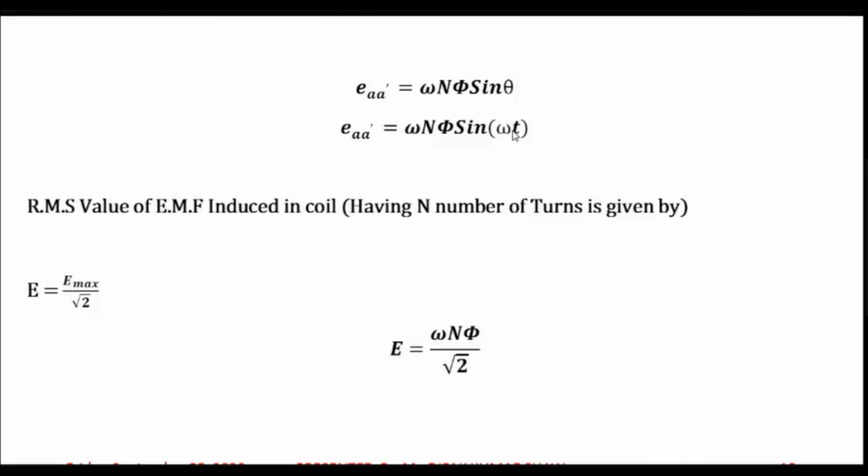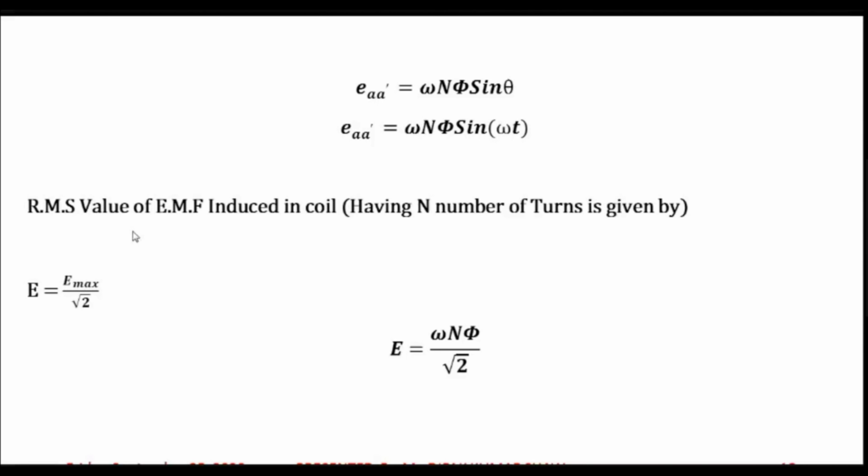You use the simple concept that distance traveled equals speed into time. So what is the angular speed in electrical radian per second? Angular speed in electrical radian per second is omega, and t is the time. So time into speed is what? Angular distance. So what is theta? Theta was the angular distance traversed in time t. So theta is replaced by omega t.